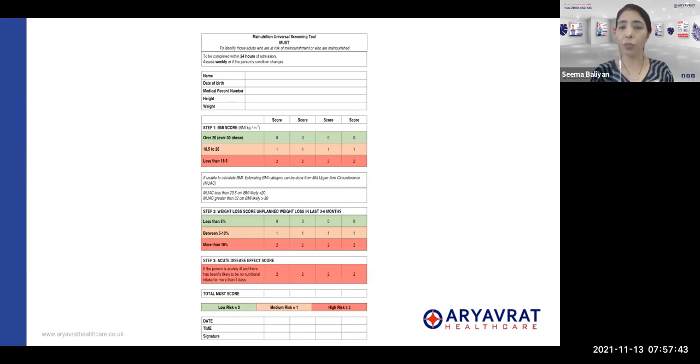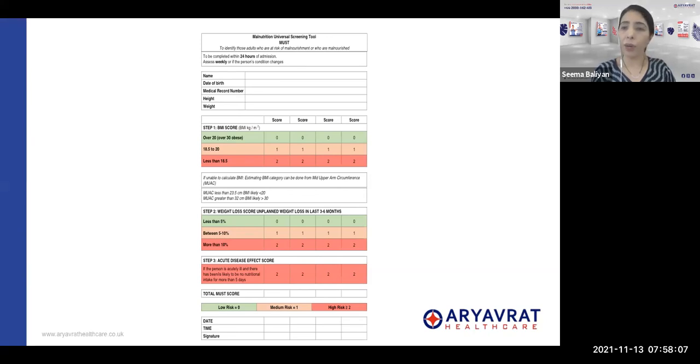We will need to check the BMI of the patient. We will need to check the weight loss in the last 3 to 6 months of the patient. And also we need to check the acute disease effect score. By acute disease effect score, I mean that if the patient has been acutely ill or has been nil by mouth for the last 5 days, then this is going to be relevant.